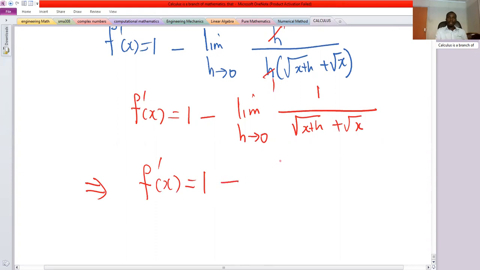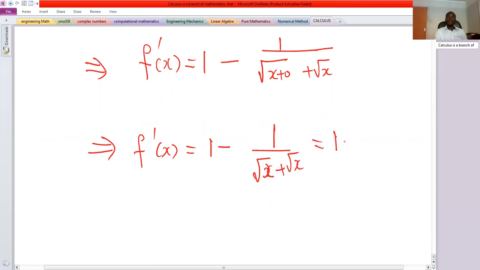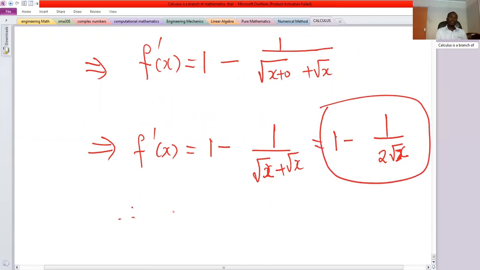So this means 1 minus 1 over root x plus 0 plus root x. Which means f prime of x equals 1 minus 1 over root x plus root x, which should be 1 minus 1 over 2 root x. So this will be the solution. Therefore, the derivative of that function is 1 minus 1 over 2 root x.